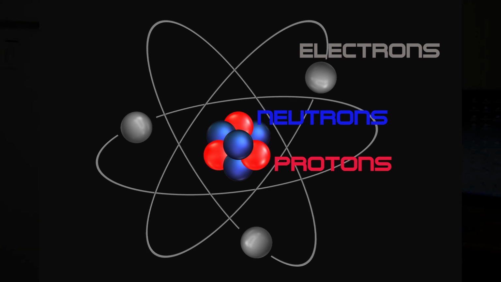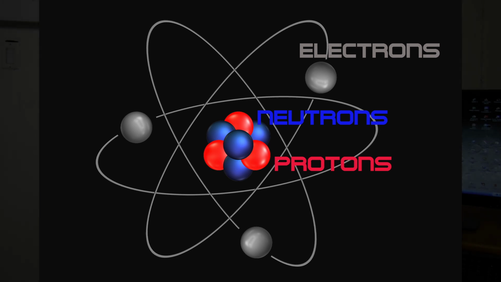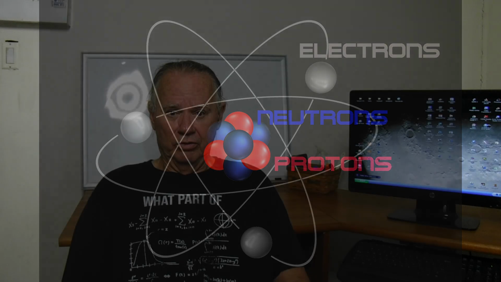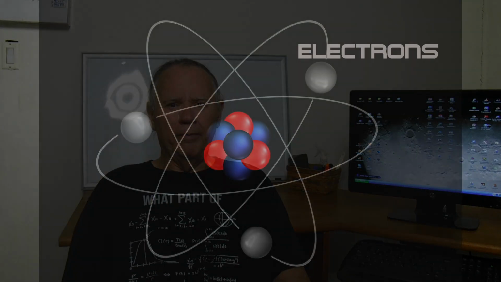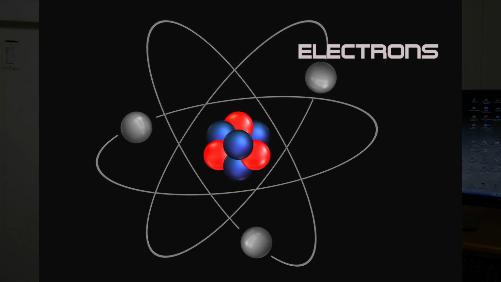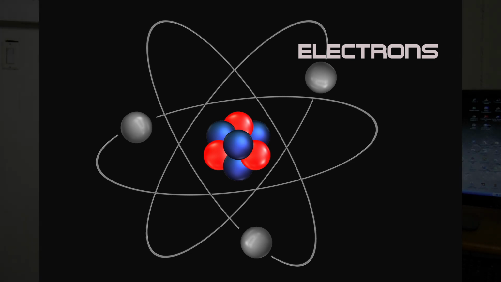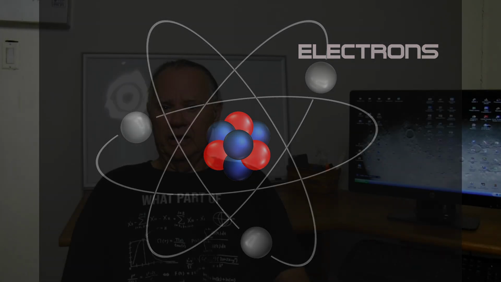So in summation, the atom, it has a nucleus, and in the nucleus there are protons and neutrons. The protons are positively charged, the neutrons are neutral in charge. And around that, in an orbit of sorts, there are electrons. And the electrons move from one atom to another, and that is how we produce electricity. And in a nutshell, that's it.